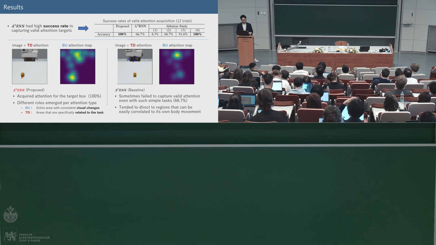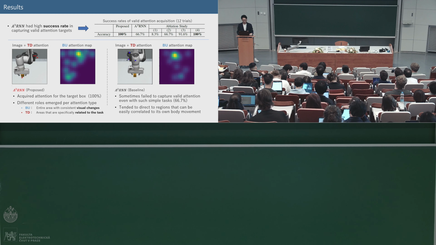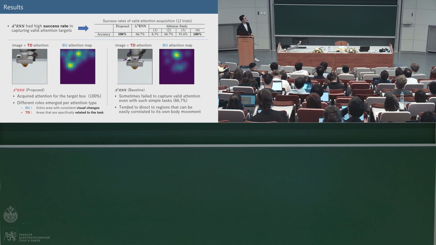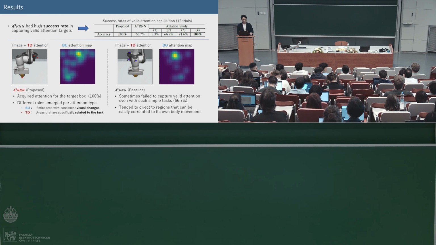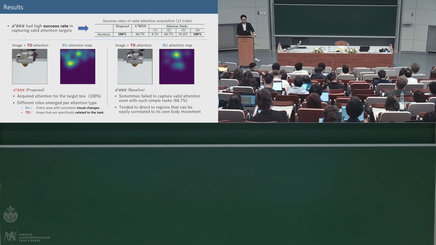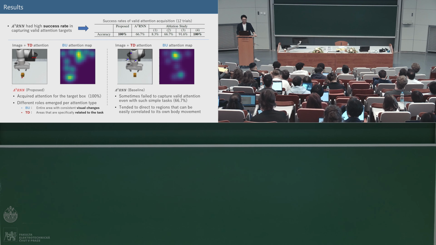The videos shown here show the acquired attention. The left-hand side is the proposed one. The left video shows the image and the top-down attention, and the right-hand side video is the bottom-up attention, visualized as an attention map. As you can see, the proposed model was able to acquire attention on the target box 100% of the time. And through analysis, we also identified that there were different roles depending on the attention type.